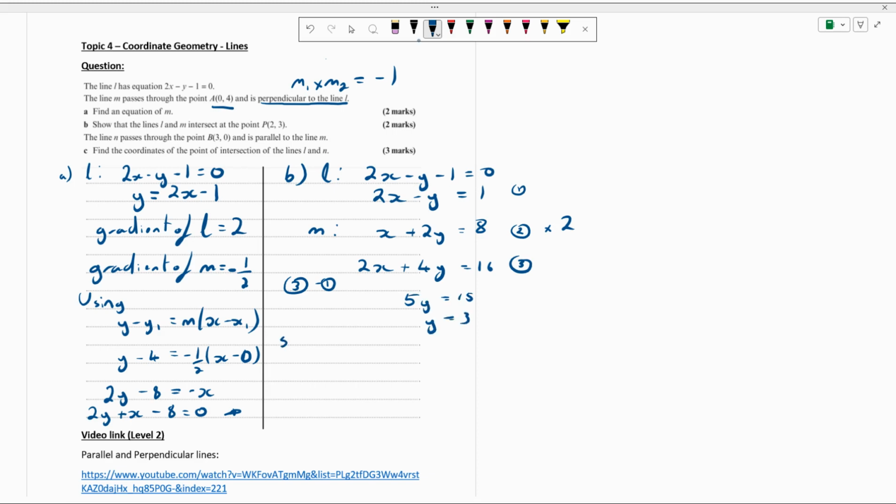Then I'm going to sub that into number 1. I'm going to solve number 1. So I get x plus 6 is 8. So x must be 2. Therefore, L and M intersect at 2, 3, which is what they wanted me to show.